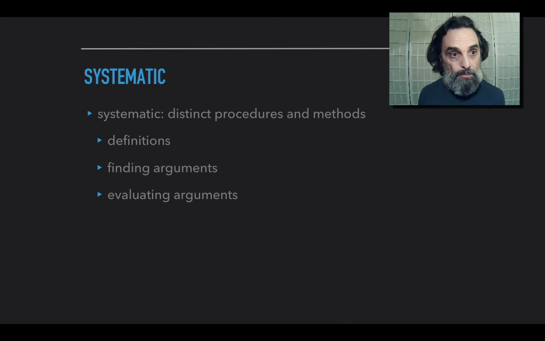Systematic evaluation or formulation means we're not just making it up on the fly. We have some general methods that we can apply in different cases. We've seen some of these already from Socrates: definitions, finding arguments, drawing arguments out, and then evaluating arguments. We already saw Socrates doing all that, and that's what we will be continuing to do among other things. Those are some particularly important methods we have.